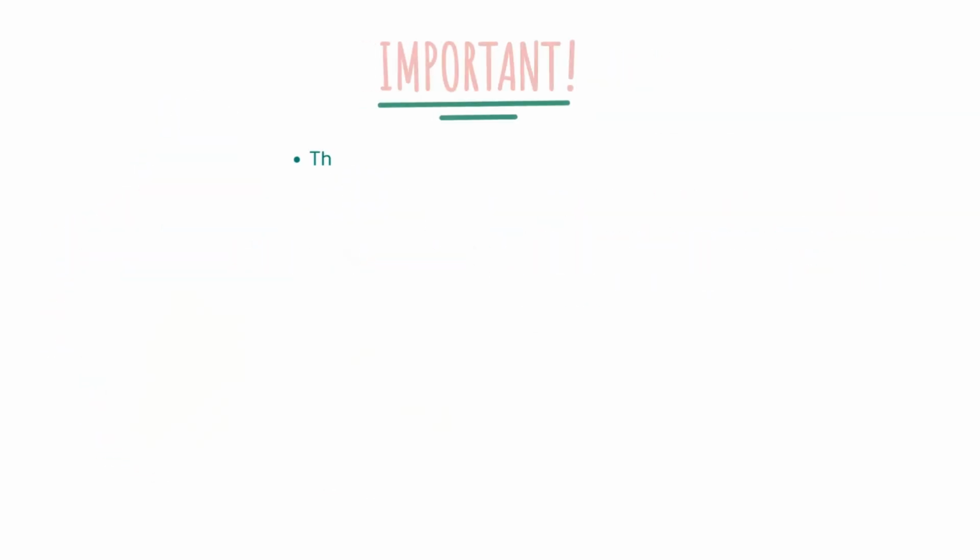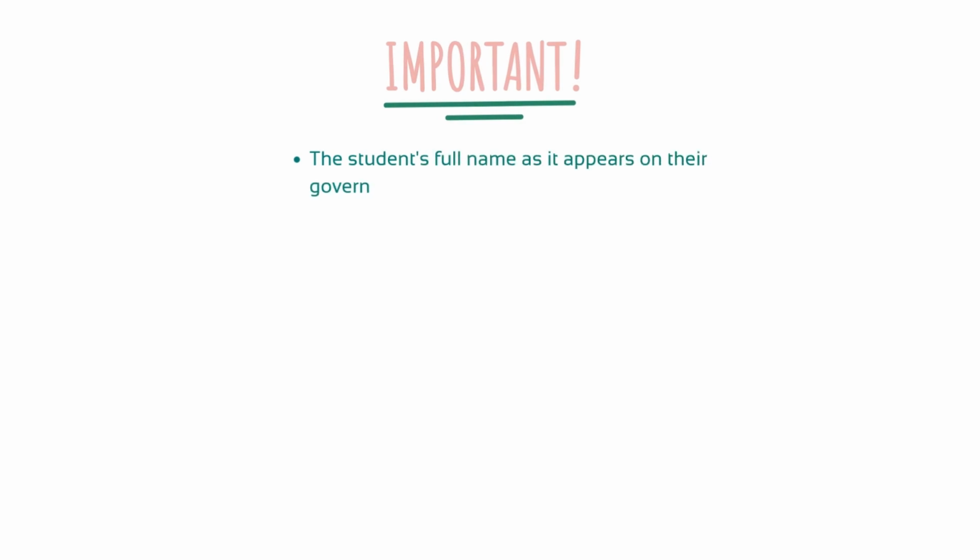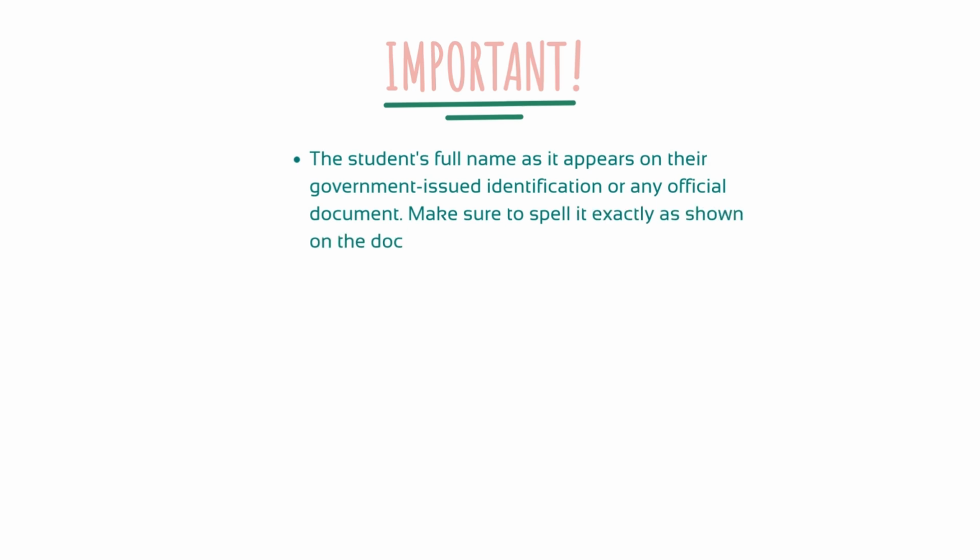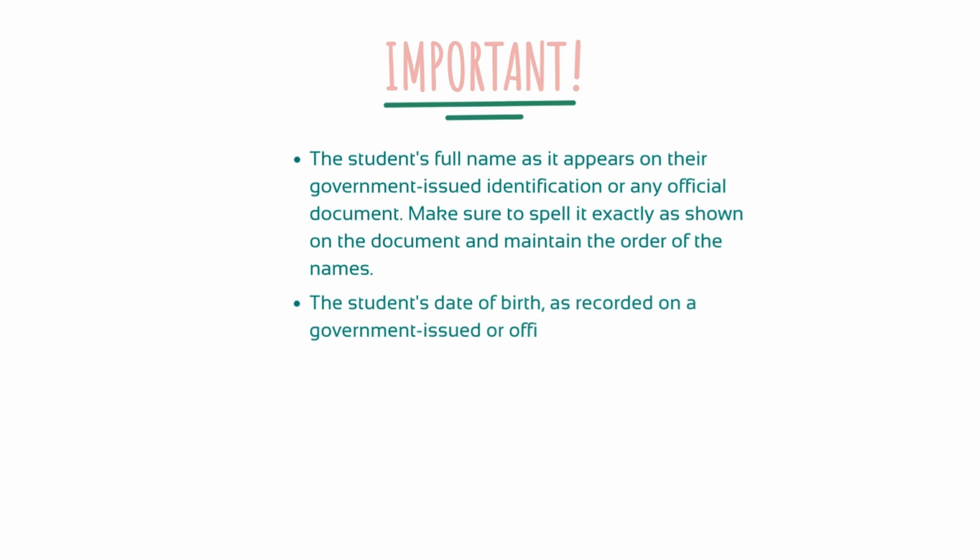Here's what you'll need: the student's full name as it appears on their government-issued identification or any official document. Make sure to spell it exactly as shown on the document and maintain the order of the names. The student's date of birth, as recorded on a government-issued or official document.